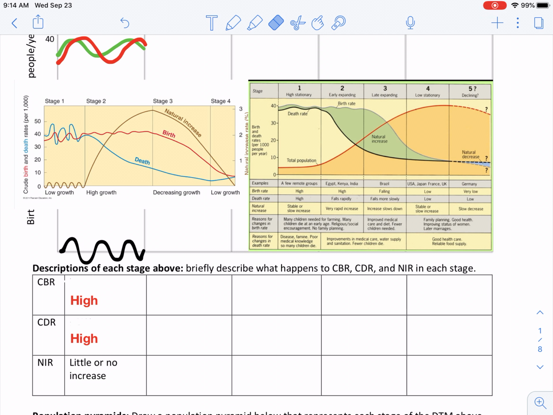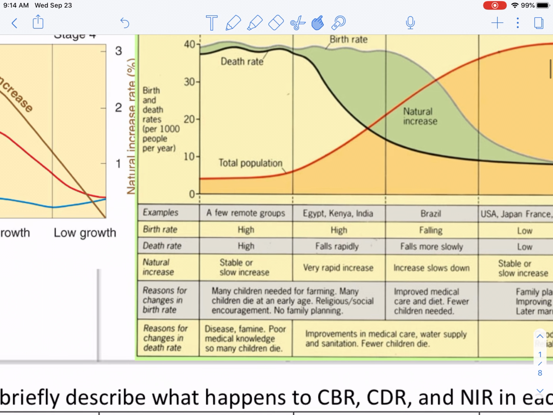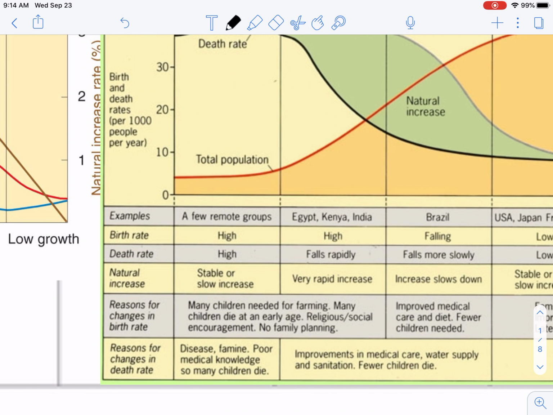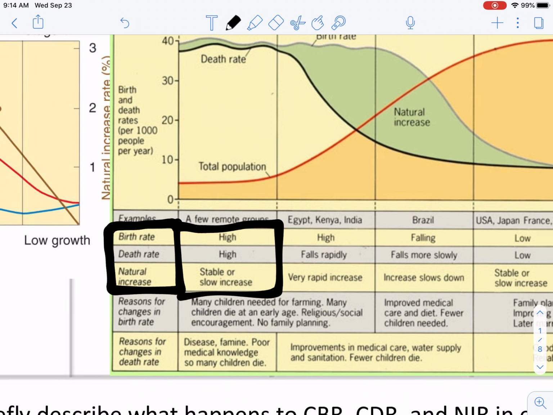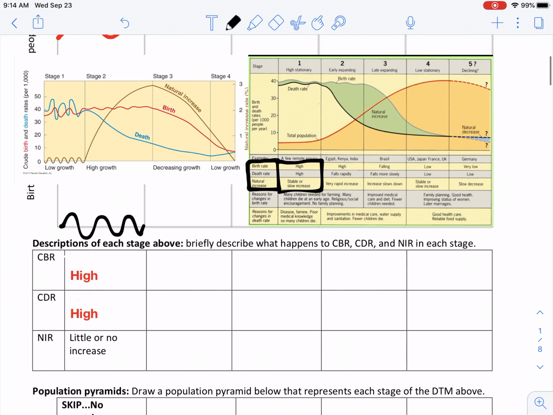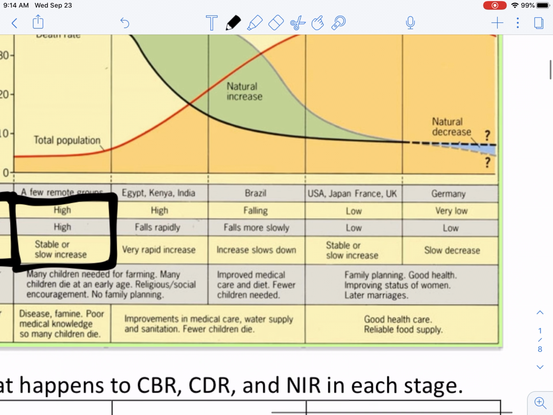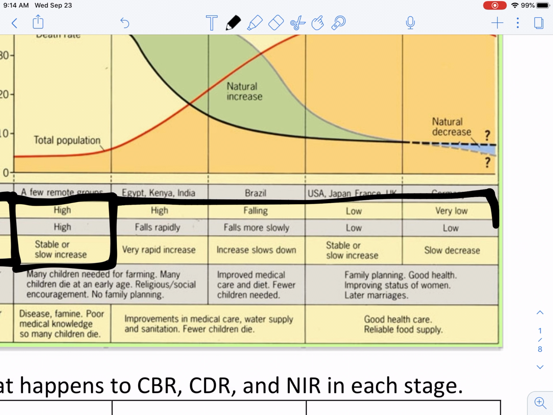For stages 2, 3, 4, and 5, what happens in each stage? Look at the graphic that I shared with you. Below the chart, we give what happens with the birth rate and the death rate and the natural increase rate here. So it's high, and then it's stable or slow in stage 1, right? So that's what we've got there. For stages 2 through 5, we'll want you to use what is in this box.